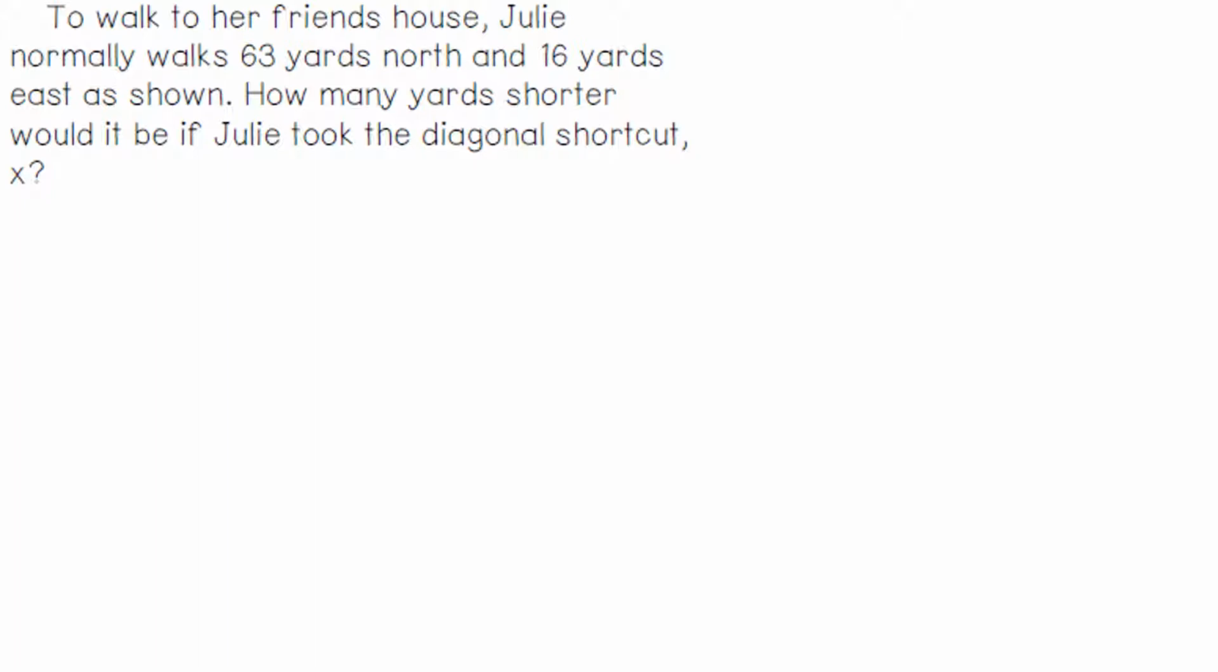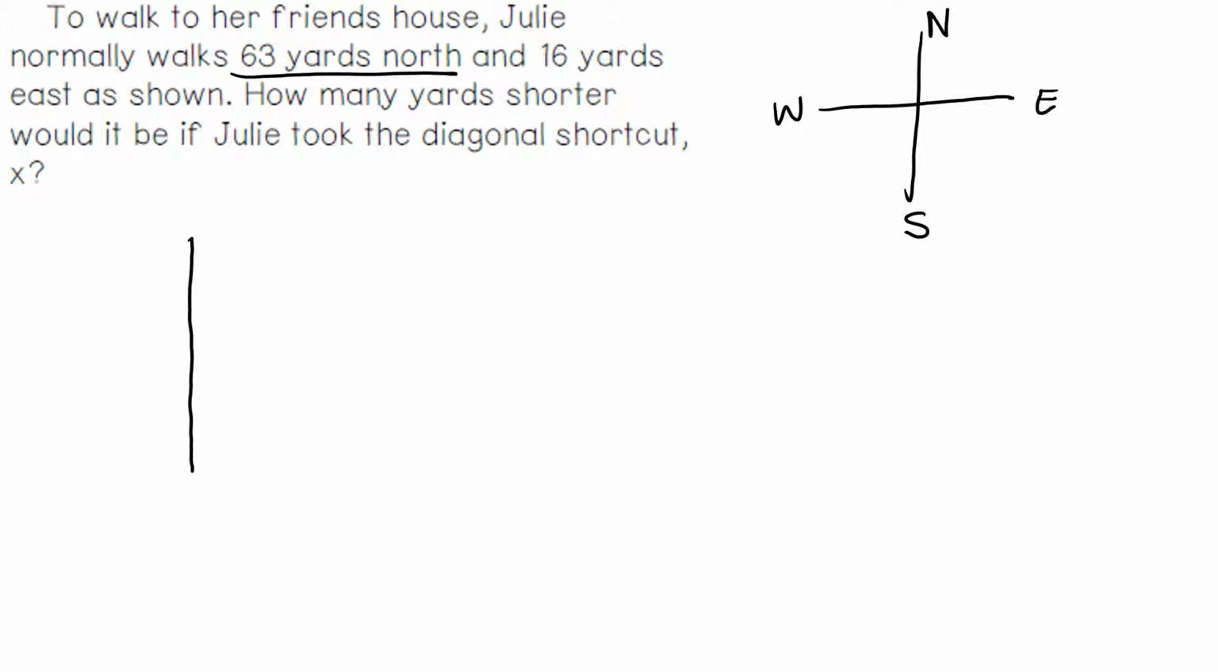So when we are going north or south, east, and west, we need to have a compass drawn. On a compass, north and south are up and down. East is to the right, west is to the left. Now, we can draw it based on what she does. So 63 yards north, that's going to be 63 going up. 16 yards east, east is to the right, so 16 east. And then we want to have a diagonal shortcut.